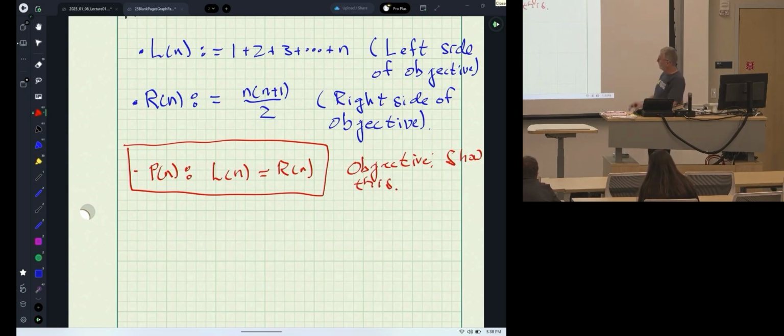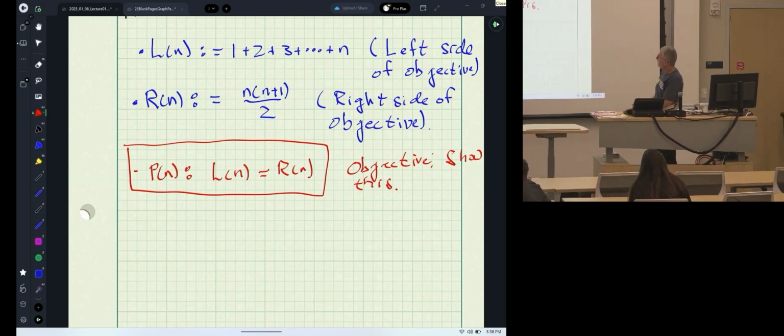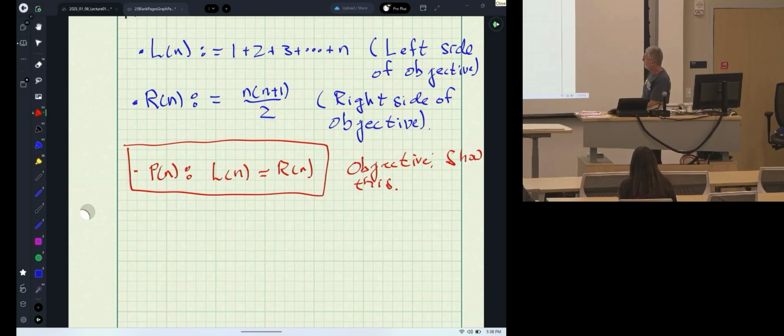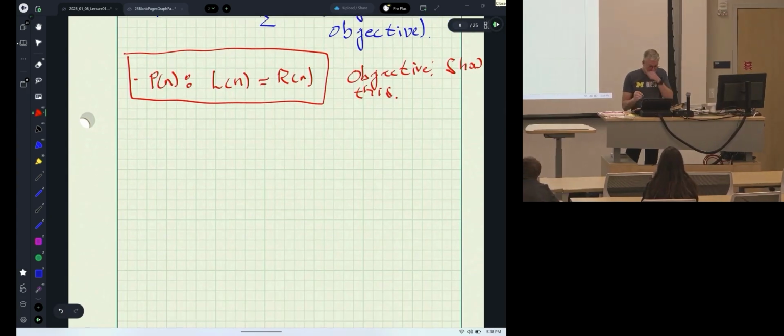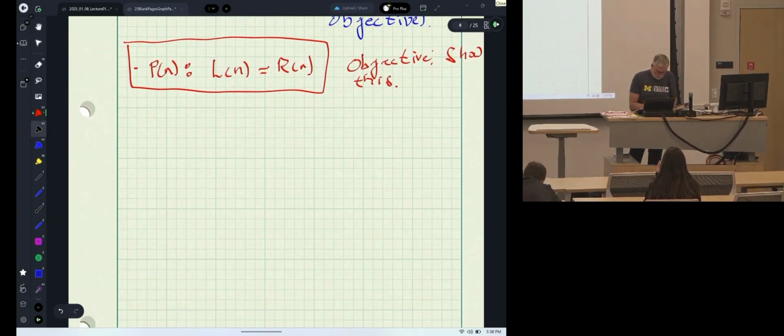Okay, so I'm going to set it up where we can do this by induction. We want to show that P of n is true, meaning that top sum is equal to n times n plus 1 over 2 for all n. Let's look at the base case.